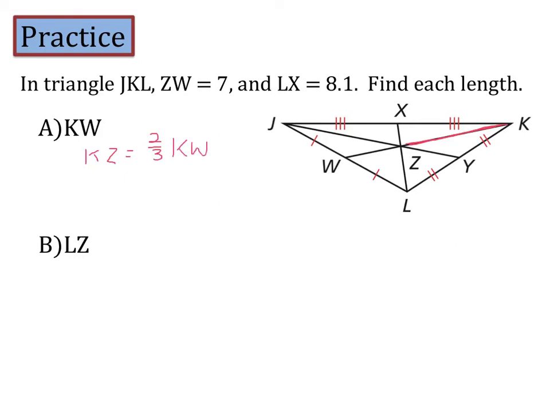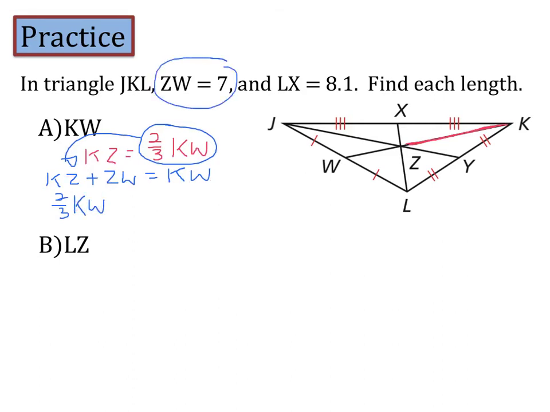Now we don't have any information to directly plug in, so we have to use the segment addition postulate. So we know that KZ plus ZW equals KW. So we can plug in 2/3 KW right here for KZ. We know that ZW equals 7. And since we're solving for KW, we can leave that as a variable.